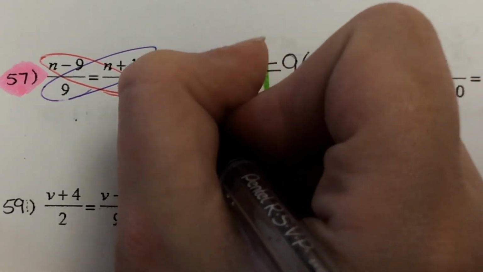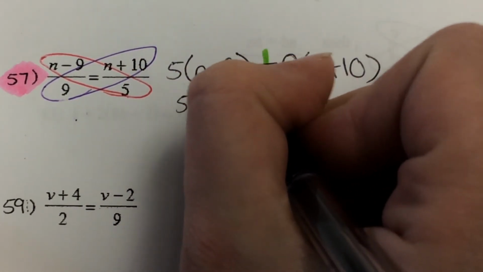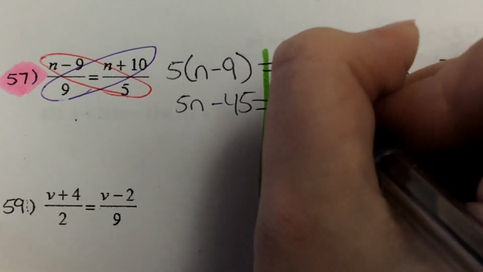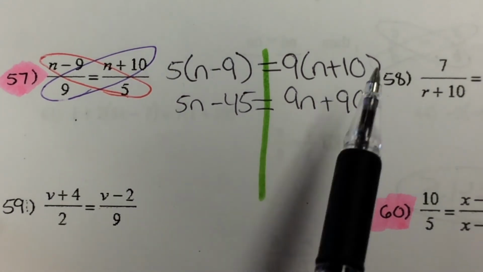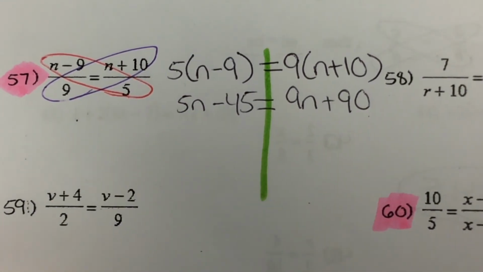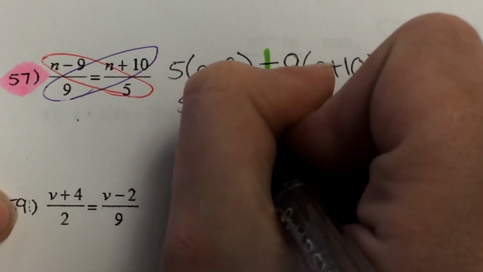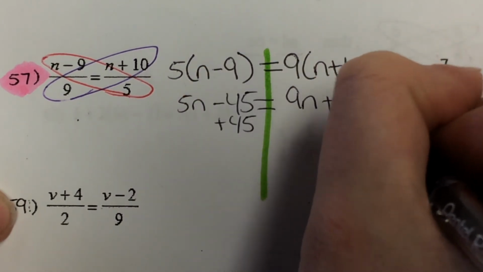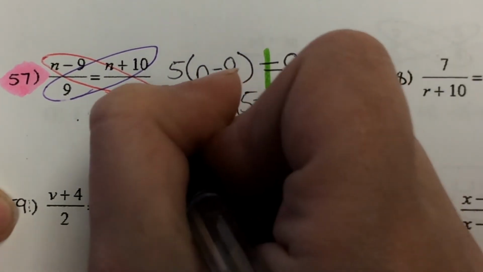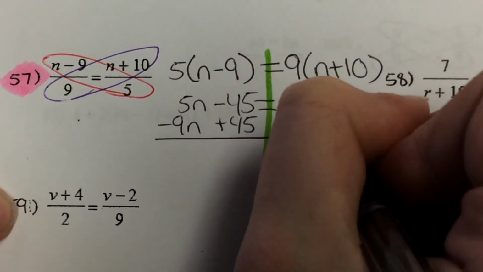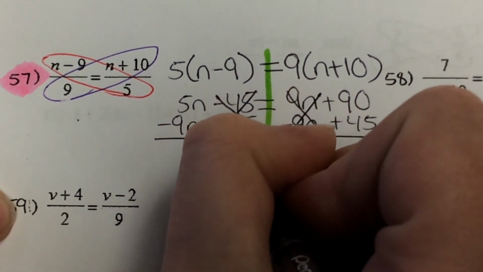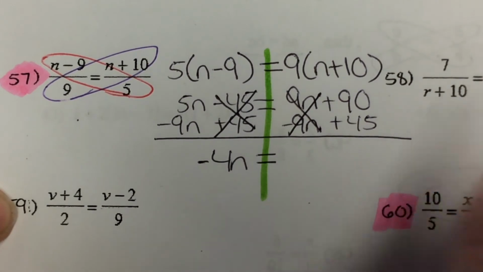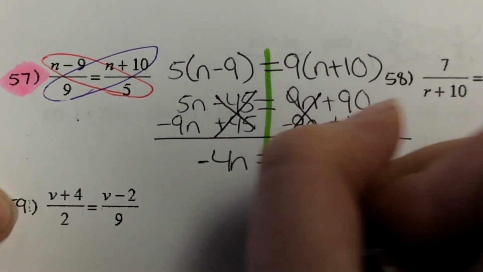5 times n and 5 times 9, minus 45, equals 9 times n is 9n, and 9 times 10, of course, is 90. Okay. Now, like I told you before, it really doesn't matter what side you move all your variables to. Just make sure that all the variables go to one side and your constants go to the other. So let's add 45 over here and subtract 9n over here. Okay, so on the left, we've got 5n minus 9n is negative 4n equals 90 and 45. We're going to have 135.